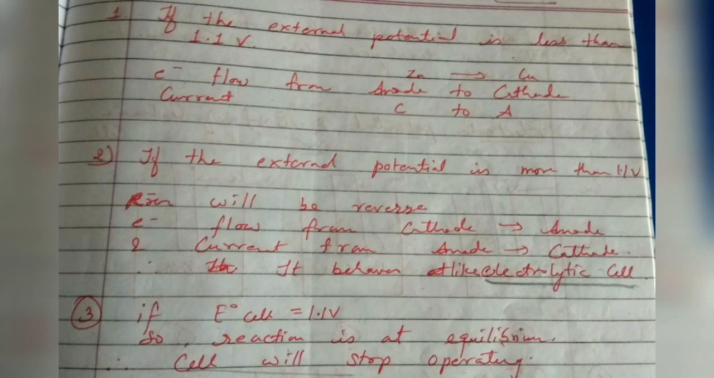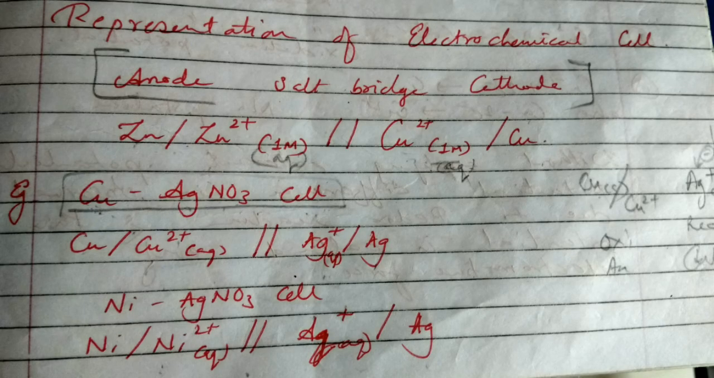अब क्या होगा, इलेक्ट्रॉन फ्लो करेंगे from cathode to anode and the current will be flowing from opposite, that is anode to cathode. जब ये ऑपोजिट कंडीशन हो जाती है it is called electrolytic cell, electrochemical cell नहीं. जब ये ऑपोजिट हो जाता है we call it electrolytic cell. ओके, and if E cell is equal to the amount which is already present over there, मीन्स 1.1 वोल्ट आप बाहर से भी दे रहे हो तो इक्विलिब्रियम पे चला जाएगा रिएक्शन and the cell will stop operating. सेल वहां पे बंद हो जाएगा ऑपरेटिंग होना.